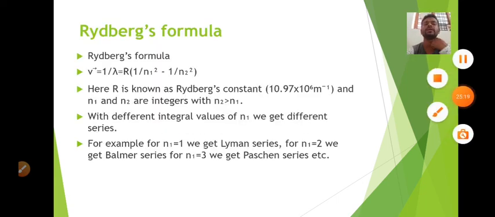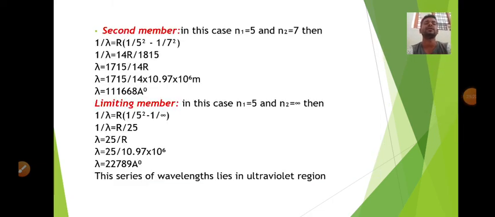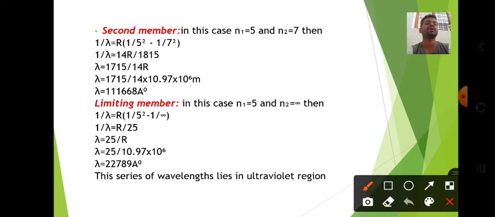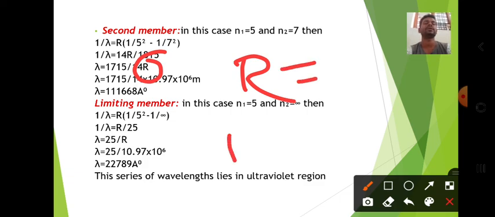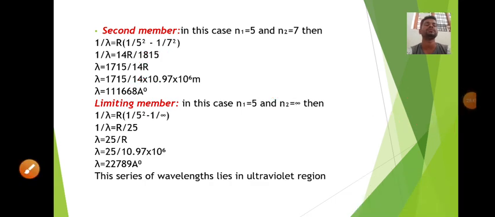The last one is the Rydberg constant. Rydberg constant means, in the following formula, see, we have written R here. What is this R? This R is the Rydberg constant, right? Its value is how much? 10.97 × 10^6 meter inverse, that is its value, right?